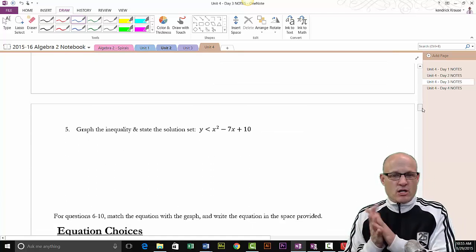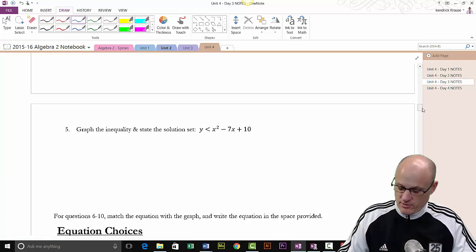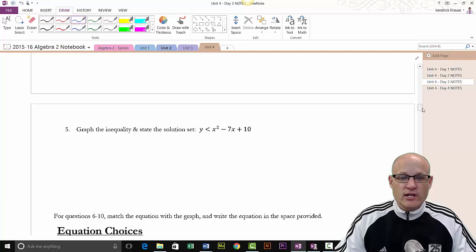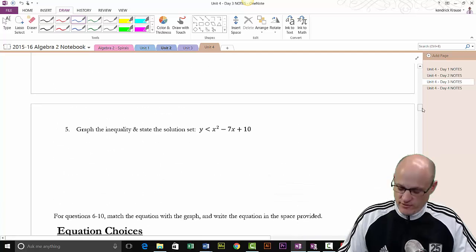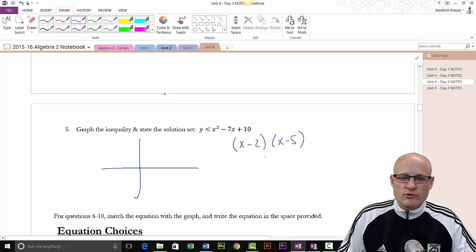Graph the inequality and state the solution set. I'm not worried about that so much. I want to just get a quick sketch of what this thing looks like, and then we'll take a look at it on the TI-85. So first thing you have to do is find the roots. In this case, it's x minus 2, x minus 5. So my two roots are 2 and 5.